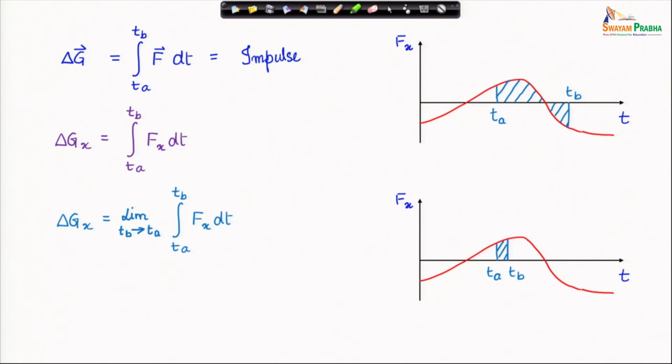Now, what happens when T B tends to T A? Take the limit as T B tends to T A of this integral, for the force shown. What happens? This area goes to 0. As T B tends to T A, the area goes to 0, therefore the impulse goes to 0. Therefore, as T B tends to T A, there is no change in momentum in the x direction.